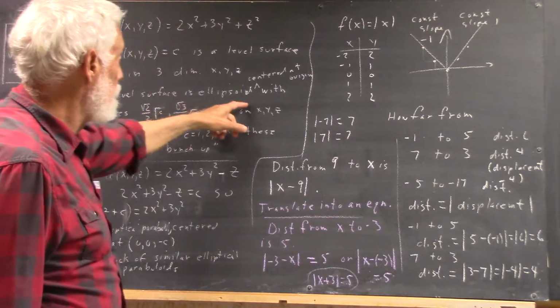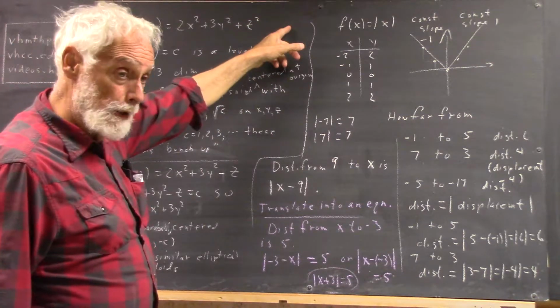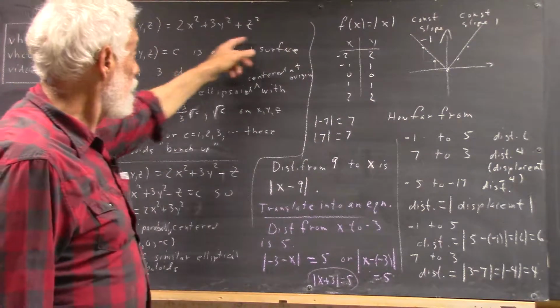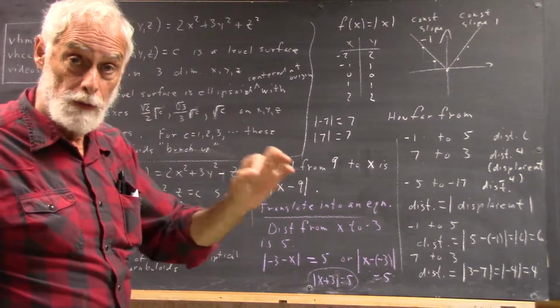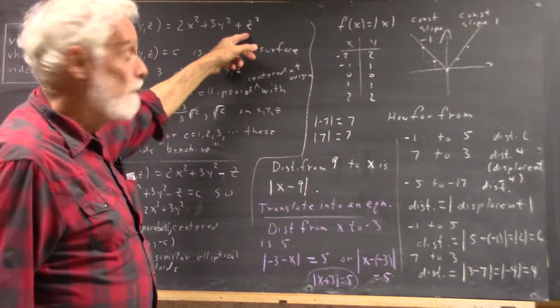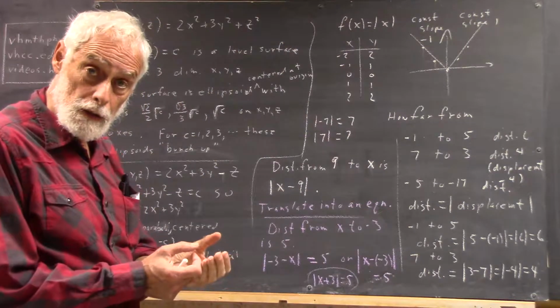The level surface is an ellipsoid. It's centered at the origin. You can check that out. Set this equal to any positive number. Of course, if you set it equal to 0, you just get the origin, 0, 0, 0. It's the only way these 3 squares can add up to 0. But if you set it to any number bigger than 0, you are going to get an ellipsoid.